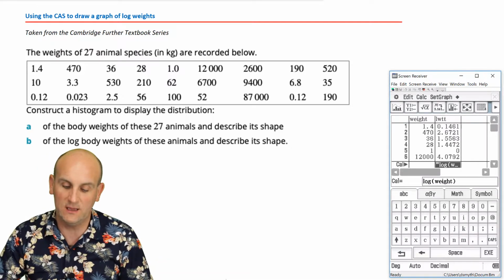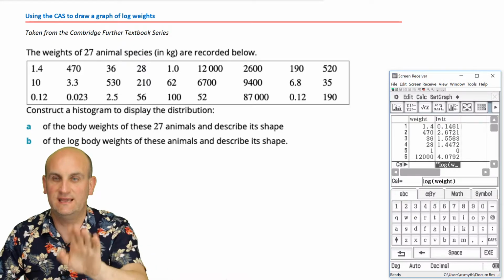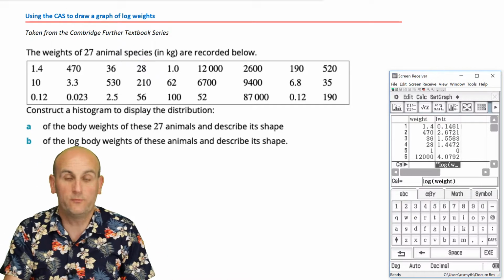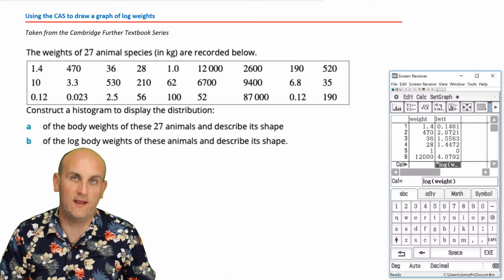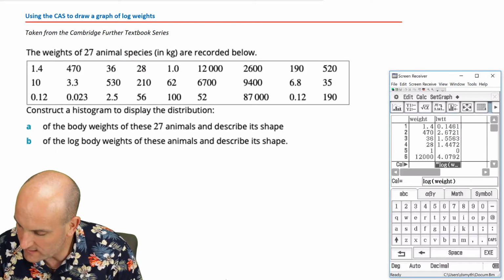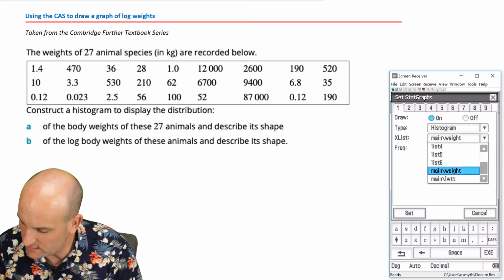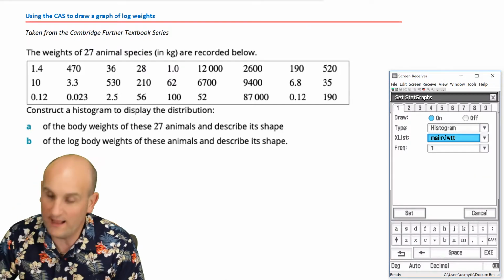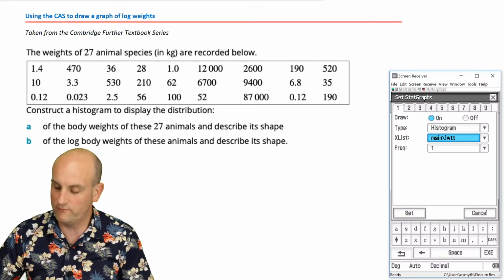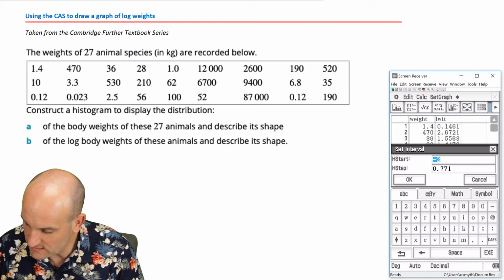What it's effectively doing, as it says with that red arrow, is taking all the weight values and taking the log of them. What I'm trying to do, well, the question says draw a histogram. So I'm old hat at doing this now. So I'm going to set my graph by hitting that little button. Histogram, but this time I don't want main WT weight, I want LWTT, I want the log of the weight. Frequency stays as 1, hit set. And let's see whether we can draw it.